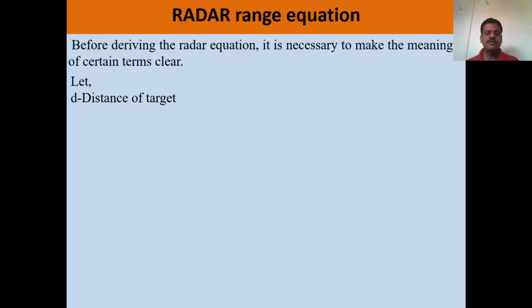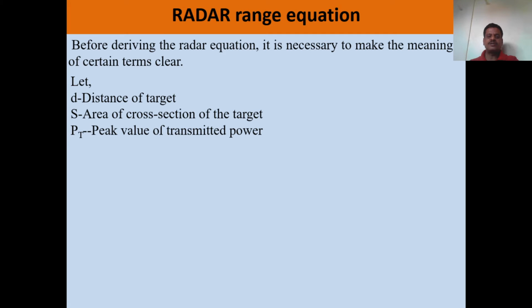Let us consider D is the distance of the target. In the radar, when we transmit the signal from the radar, the signal is moving towards all directions or moving towards the target, and the distance between the radar and target is represented by D, and S is the cross sectional area of target. Then PT is the peak value of transmitted power.